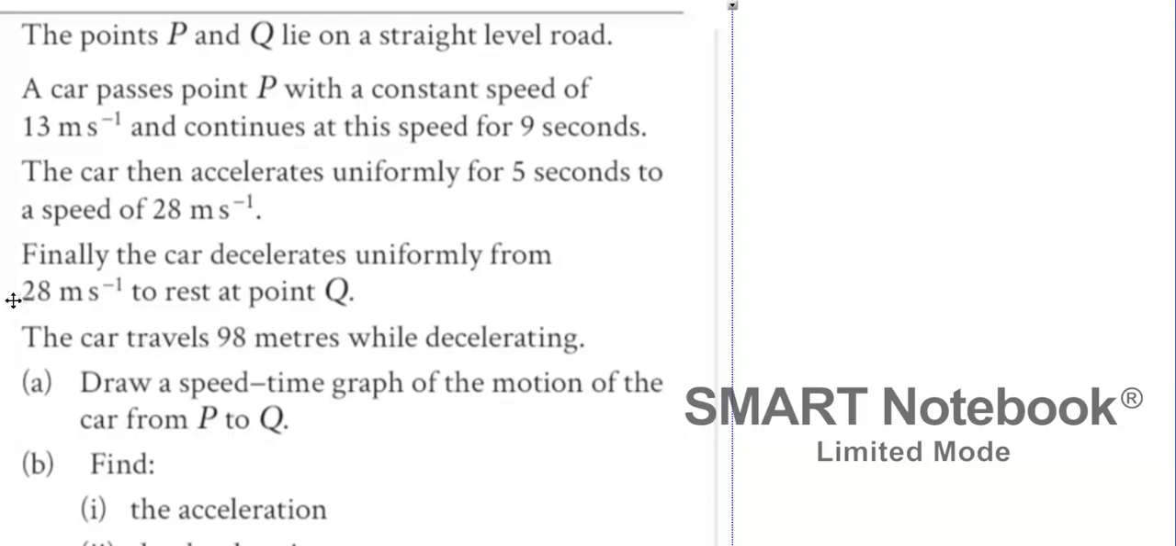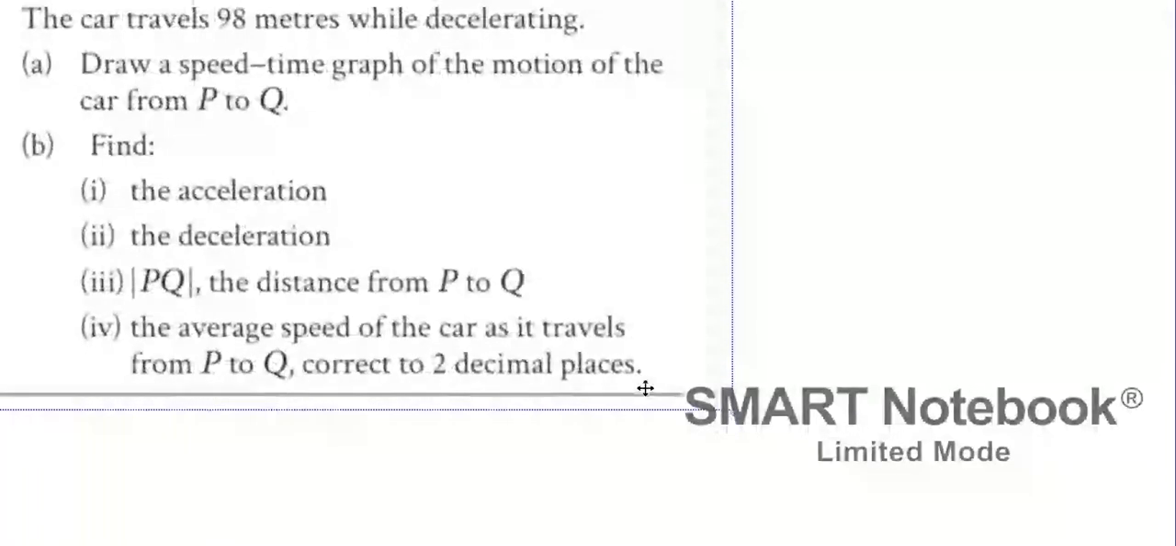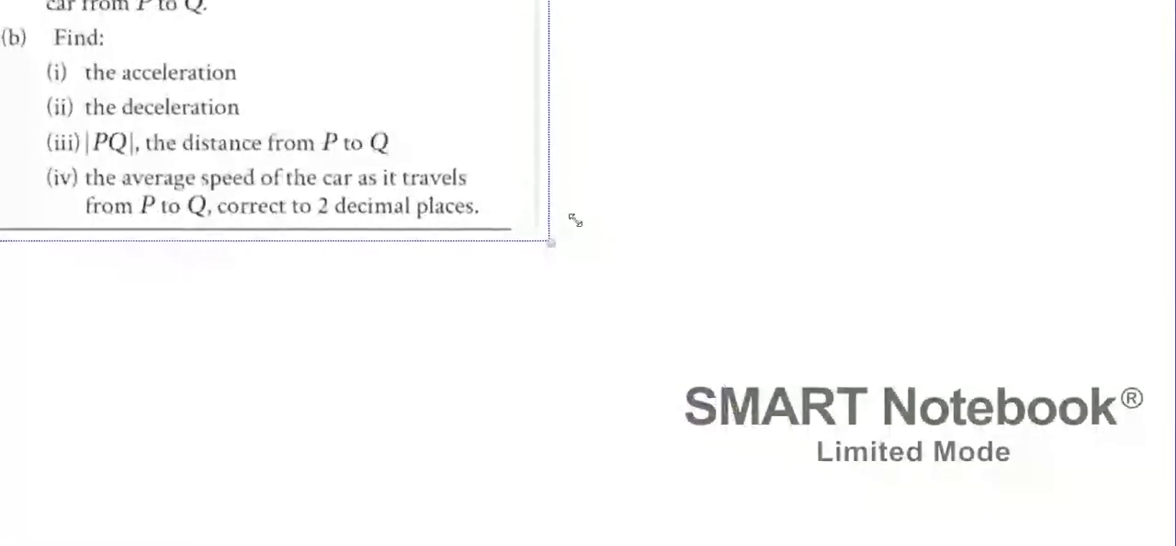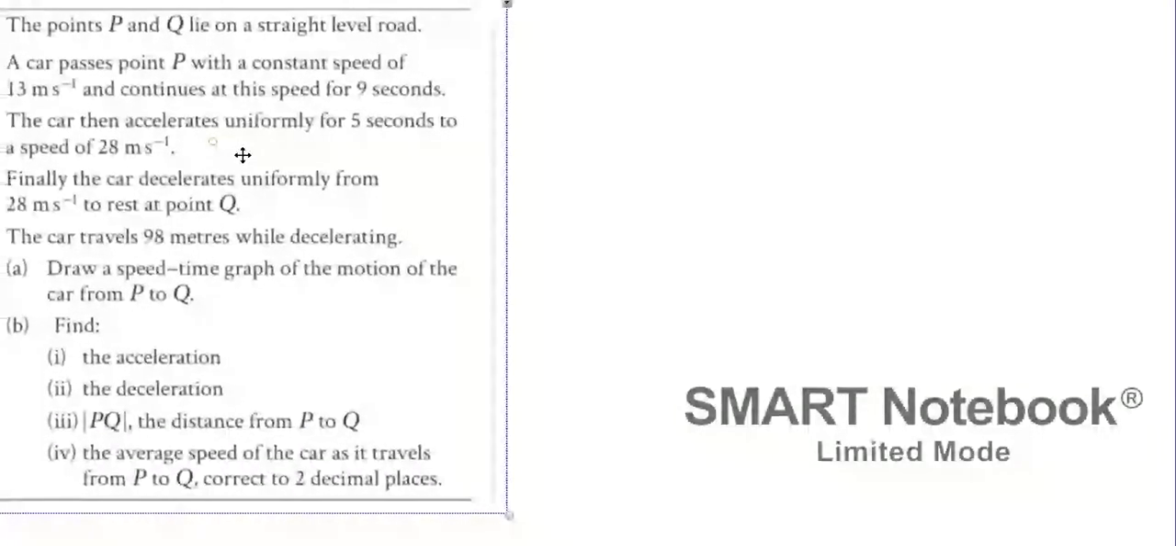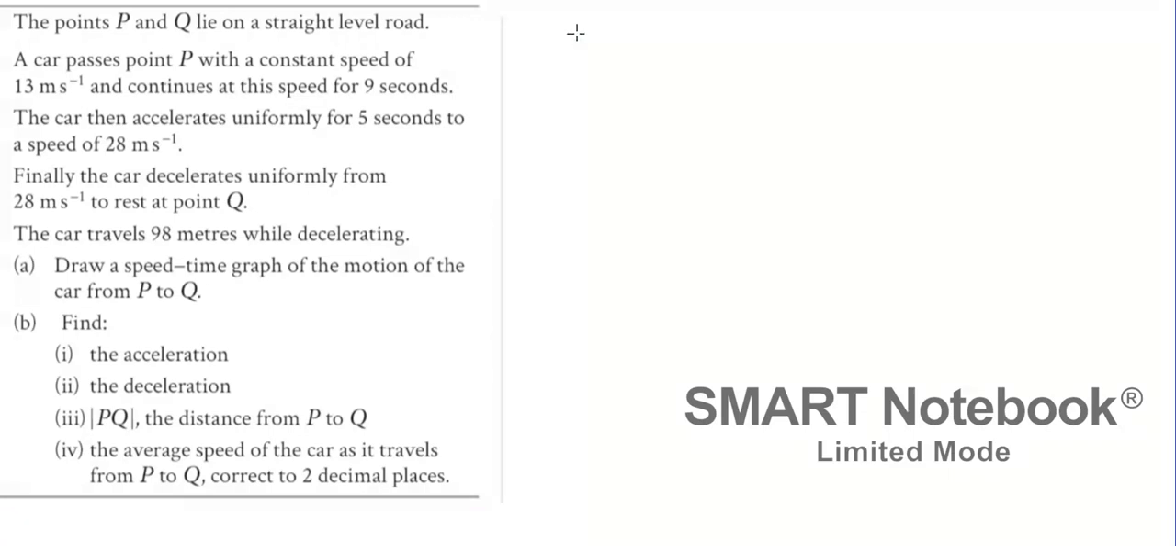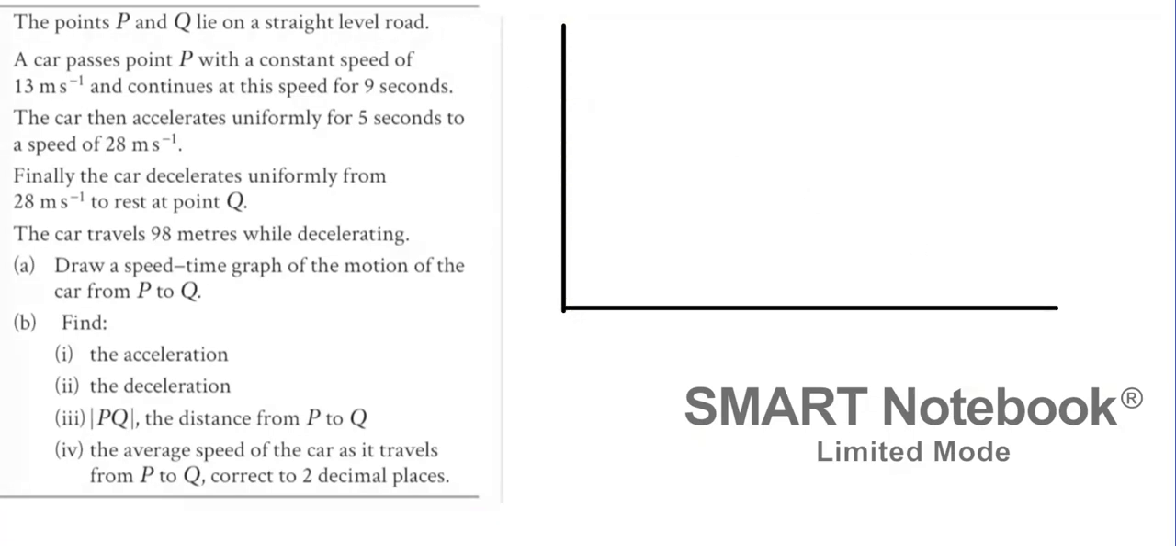Draw a speed-time graph of the motion of the car from P to Q. All right, so I'm going to get my graph up and running now. So here we go. Velocity-time graph, yeah? Velocity time. Okay. Start at 13 on the vertical axis.